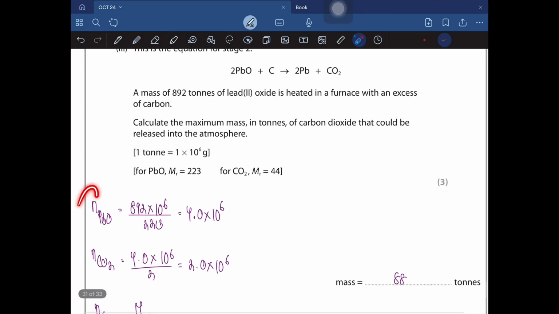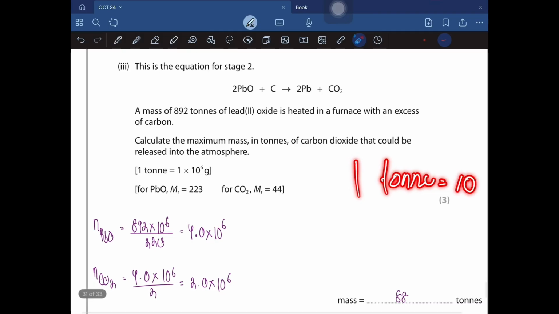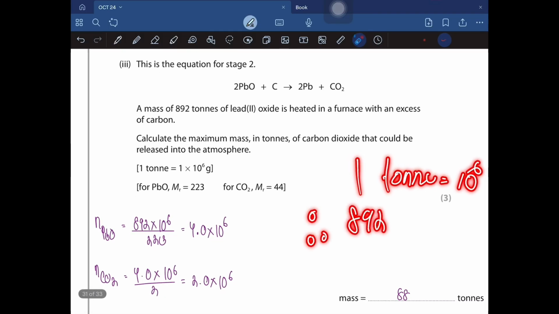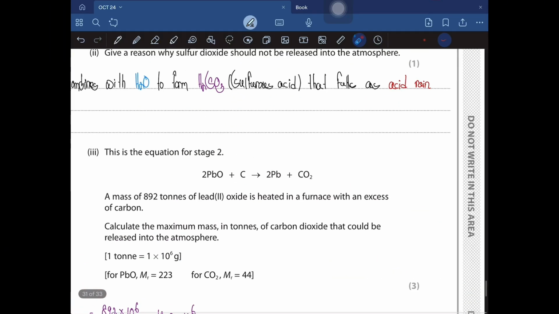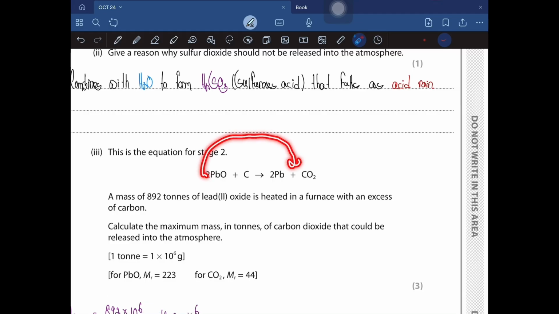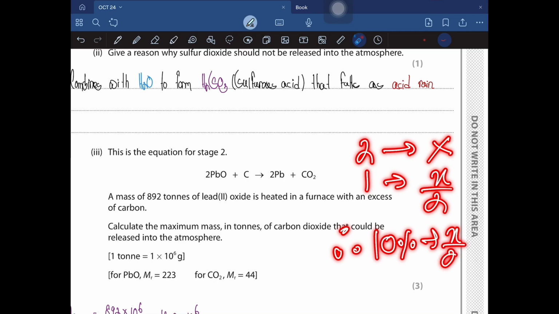The first thing is that the mass is in tons, so I'm going to convert this mass into grams first. Using the unitary method, if 1 ton is 10 to the power 6 grams, then 892 tons is 892 times 10 to the power 6. The moles of carbon dioxide are going to be half, because the ratio is 2:1. So if 2 moles of something represent x, then 1 mole should be x by 2.